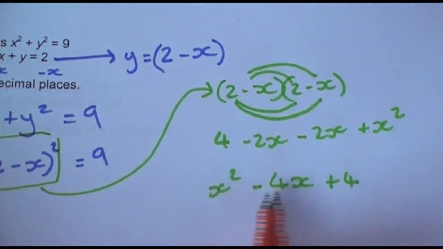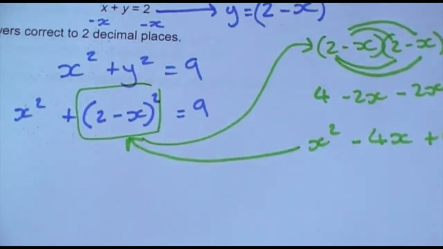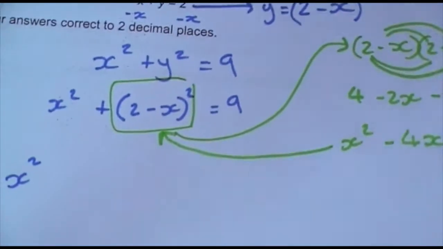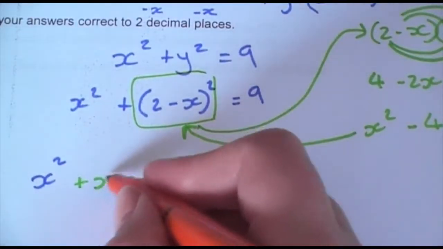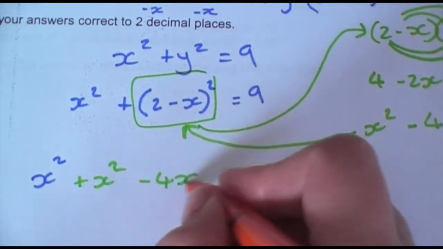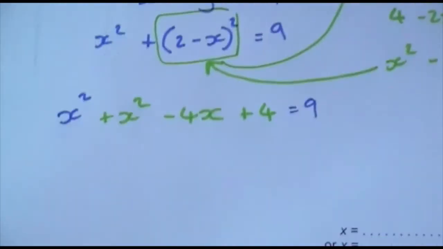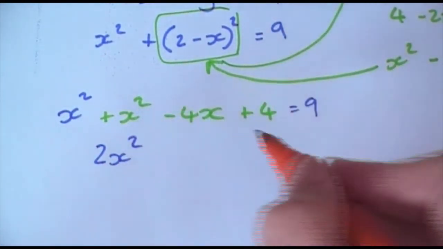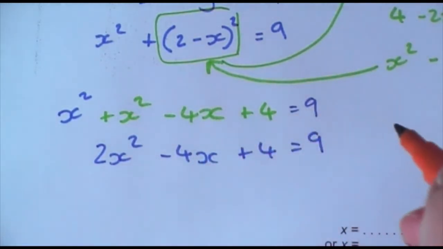So that can now be dumped back in at that point. So I had my x squared there from earlier, and now joining that party, I've got my expanded brackets. So I've got my new x squared, my new minus 4x, and my constant of 4. And I know that that was originally equal to 9. At this point, I'm going to collect and simplify again. X squared and x squared leaves me with 2x squared minus 4x plus 4 equals 9.